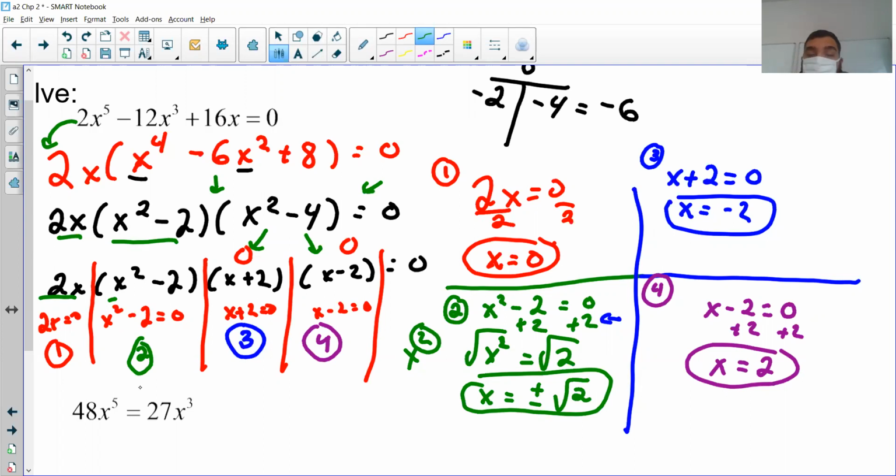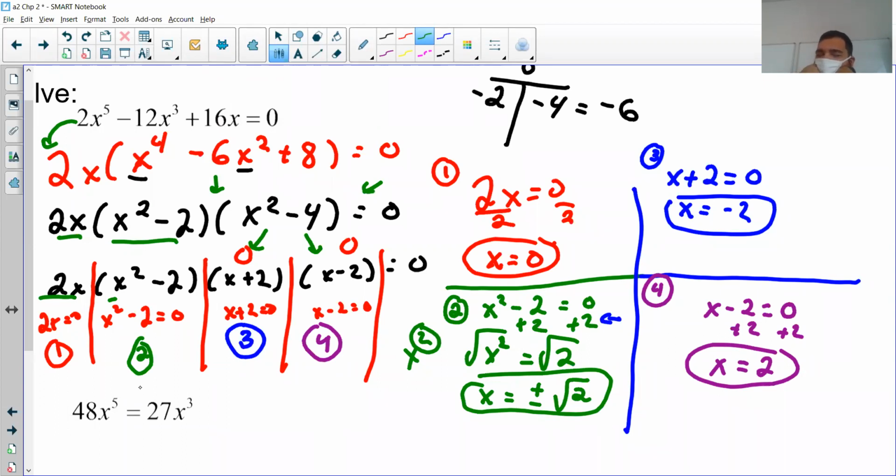Wait, why is there a step 4 if I already got what x equals? What's step 4? The purple? Yeah, you have to do it for each section. So the 2x gets its own math. x squared minus 2 gets its own math. x plus 2 gets its own math. x minus 2 gets its own math.